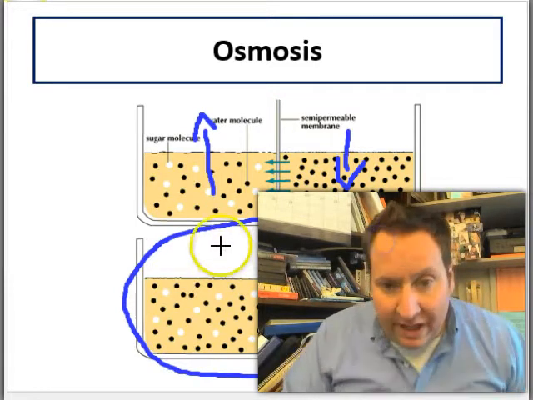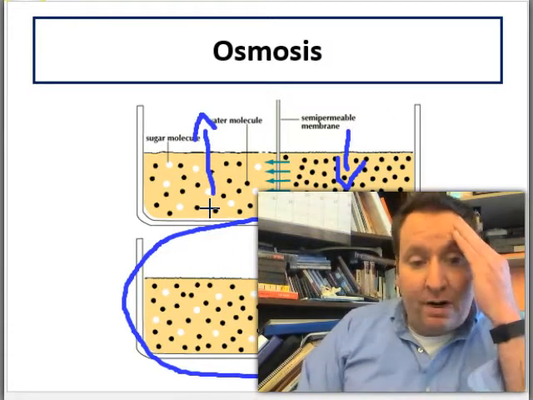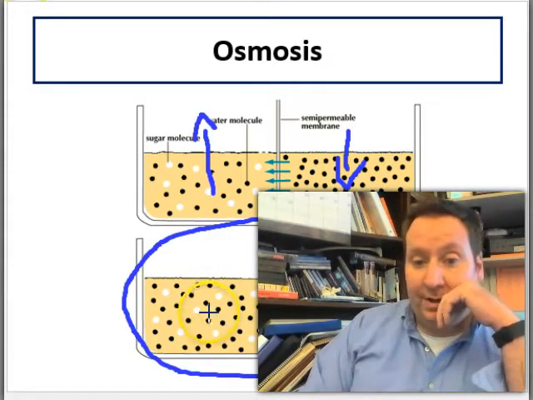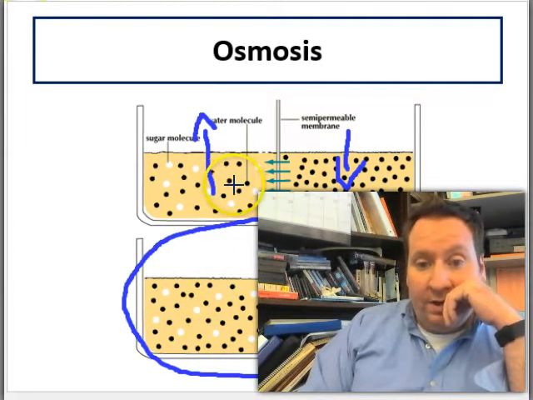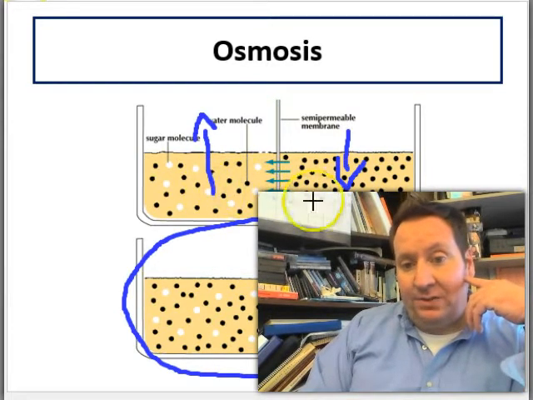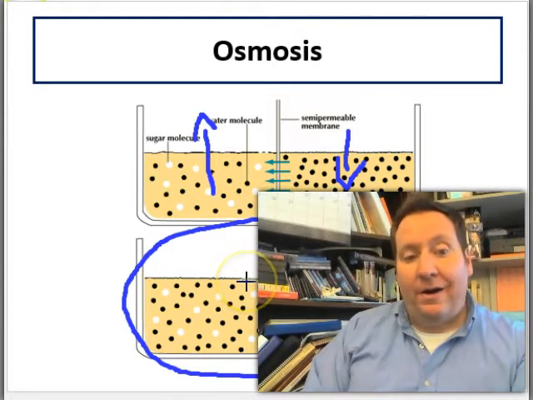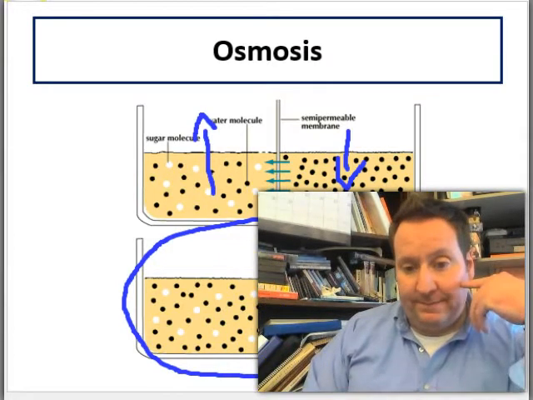Now these little tiny white molecules in here are sugar molecules, and in this particular case, this semi-permeable membrane is not permeable to sugar. So notice sugar would normally go from high to low, but because the membrane is impermeable to sugar, sugar is not making its way across the membrane in this direction. It's permeable to water. Remember, the net movement of water is what we call osmosis.